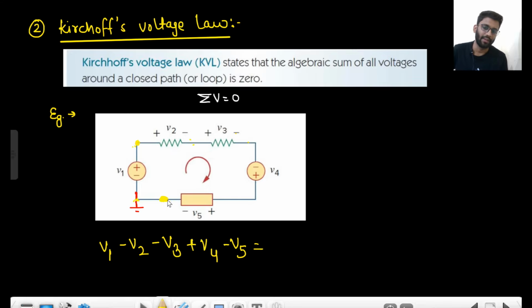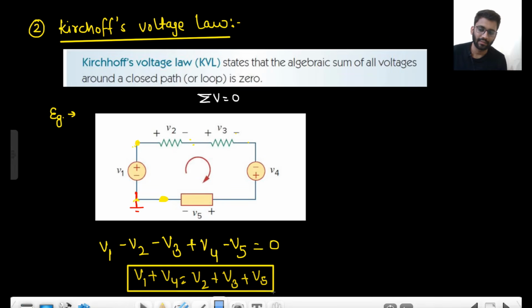And we have reached till this point, and what is the potential of this point? That is equals to 0. So basically here, V1 plus V4 is equals to V2 plus V3 plus V5. Did you understand this? Very basic thing, well and good. Okay, just start from a point, keep on jumping, and then just write the potential at the point where you reach.